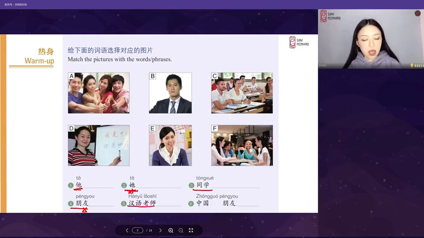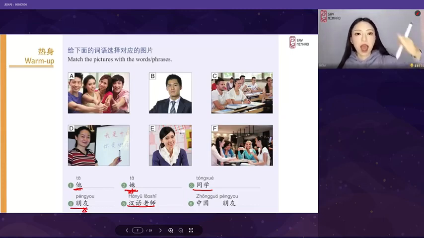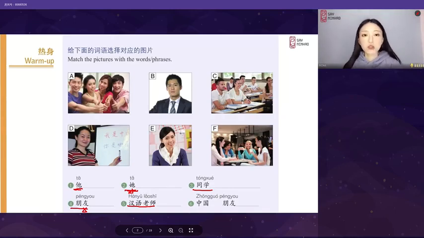Next one is 汉语老师, it means Chinese teacher. Now, read after me. 汉语老师. Okay, last one is 中国朋友.